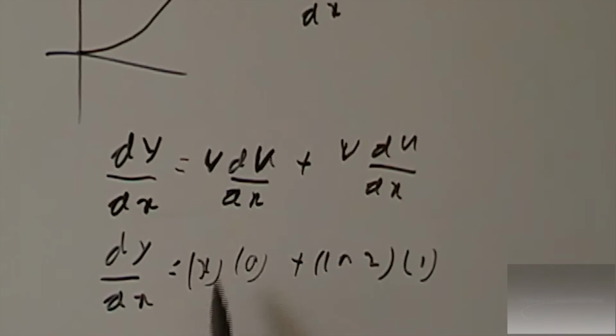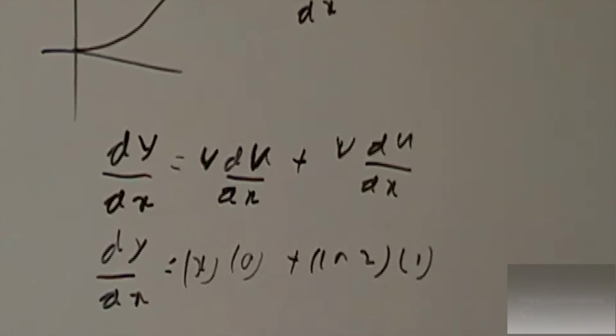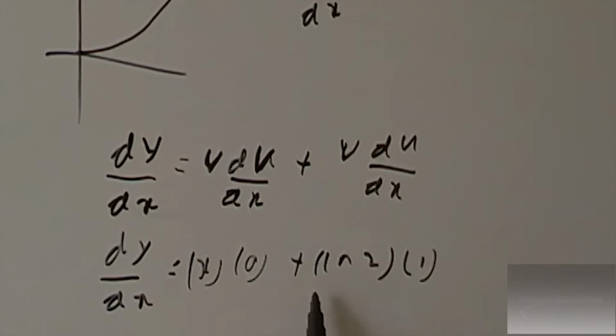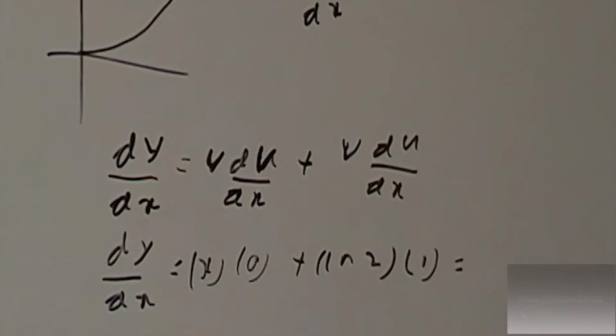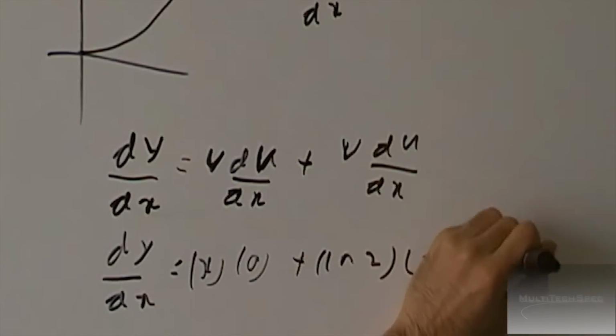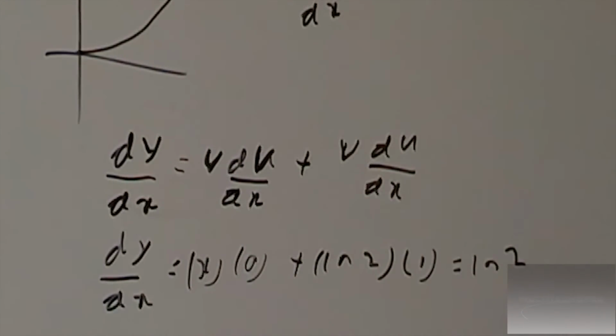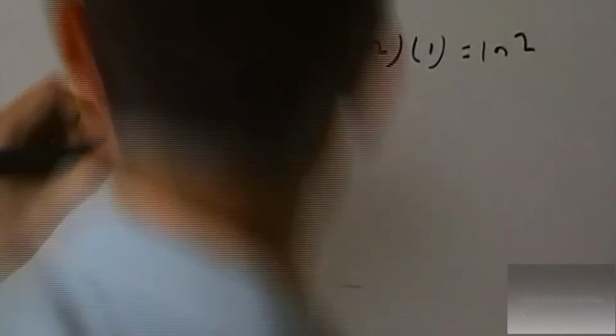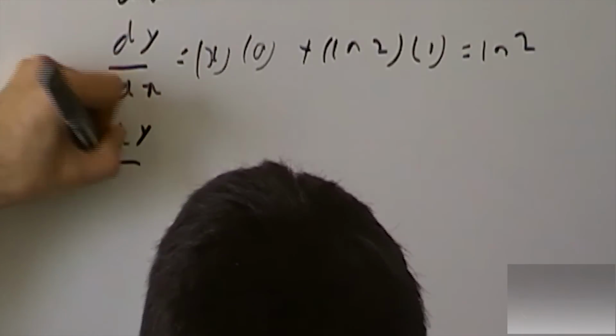Because this is a multiplication. For those of you who don't know, I'm assuming that you do, this is a multiplication, so it's x times 0 is 0, obviously, with the addition of ln 2 times 1, which is ln 2. So we get a final value of ln 2. Now, if we tidy that up, we get dy by dx is equal to ln 2.